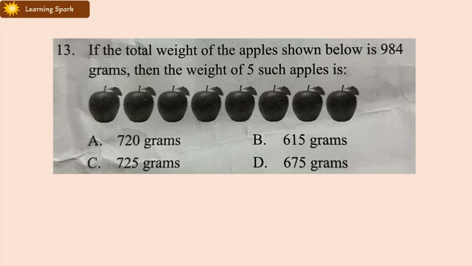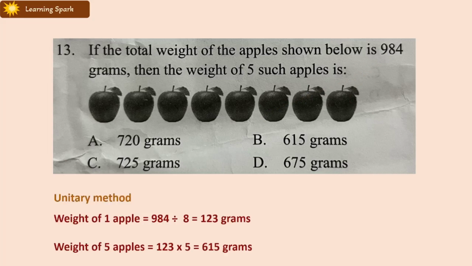Okay, so here we will use the unitary method, because how many apples are given? 1 2 3 4 5 6 7 8. So the total weight of 8 apples is given. We first have to find out the weight of 1 apple, and then we have to find out the weight of 5 apples. This is called the unitary method.